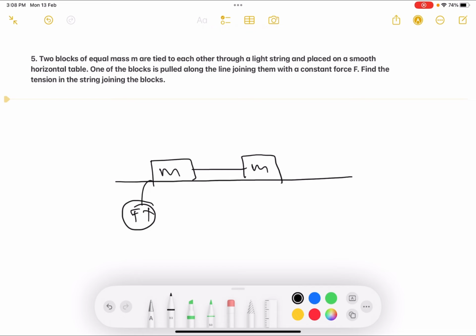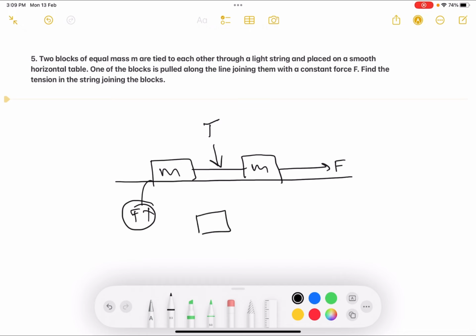One of the blocks is pulled along the line joining them with a constant force F. So the force here is, let's say, F. Find the tension in the string joining the blocks. Let us call the tension T, and we have a mass m here. Now let us write the equation.